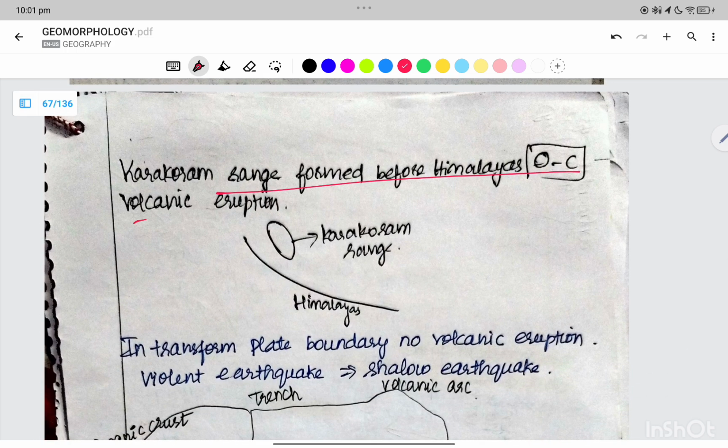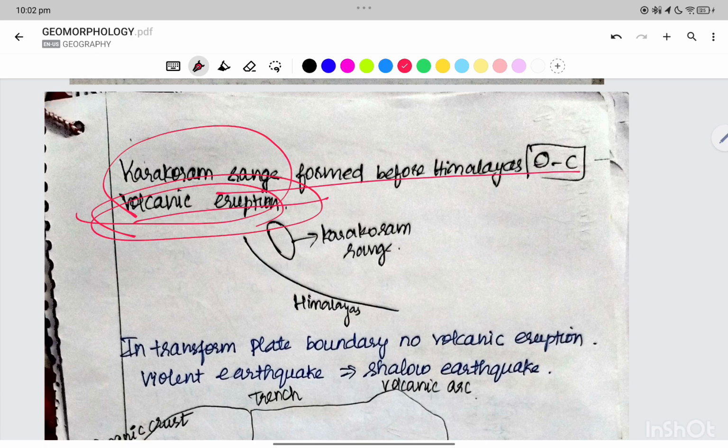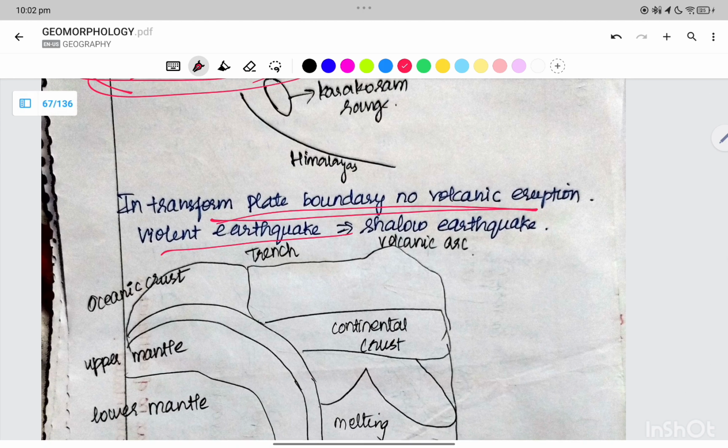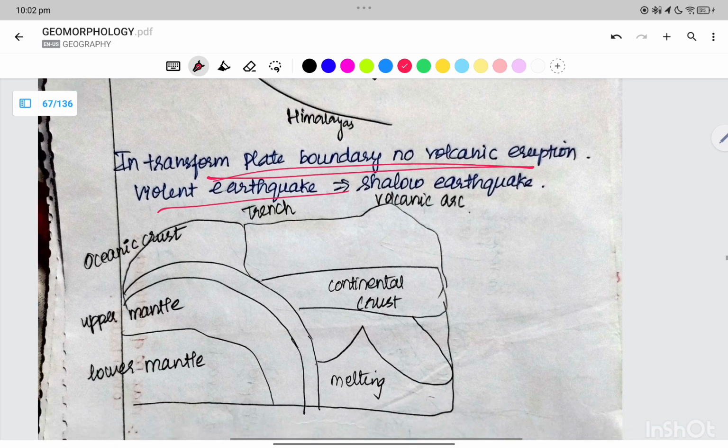Karakoram range is formed before the Himalayas, right? It is volcanic. So the Karakoram range was formed before the Himalayas. Therefore, it is volcanic because of the ocean-continent convergence of the Indian plate with the Tethys Sea. Then Indian plate and Eurasian plate started converging. Transform plate boundary also has no volcanic eruption but violent earthquakes at the shallow zones. Right.